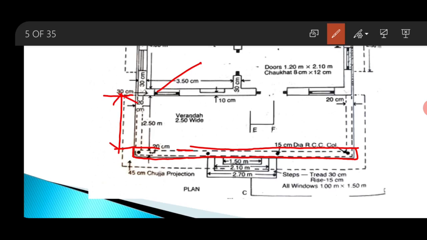So what is the length? The length will become 2.50 meter. That is the width of the veranda. So this is 2.5 meter. And the breadth will be the same, breadth and depth will be same as your long wall. So breadth is 0.2, depth is 0.3.